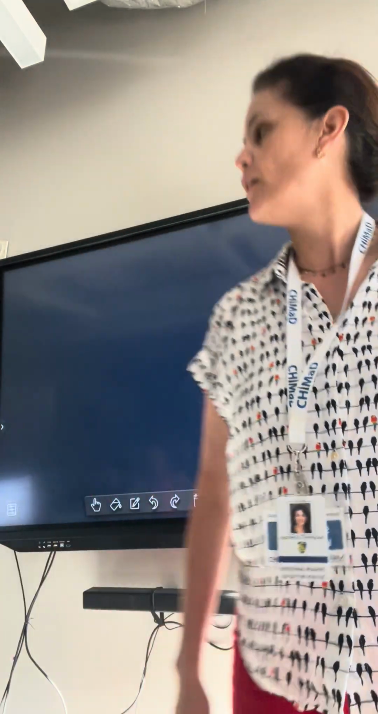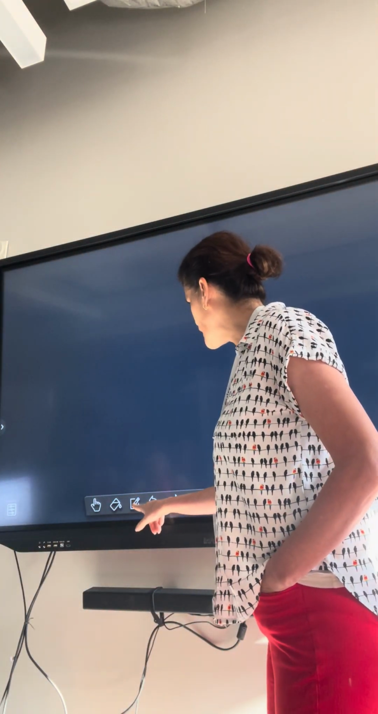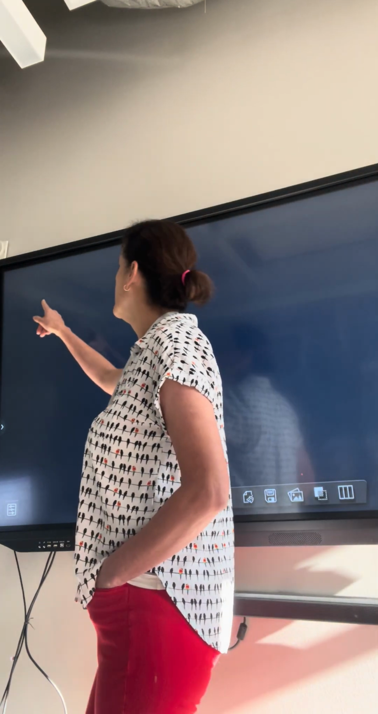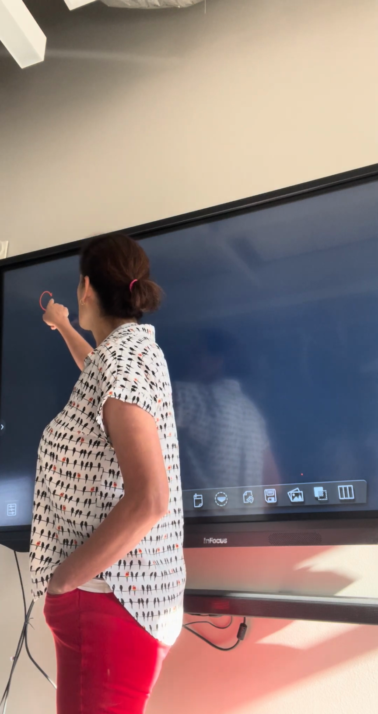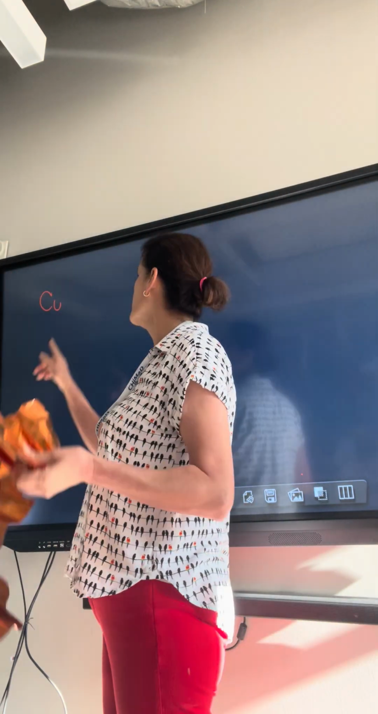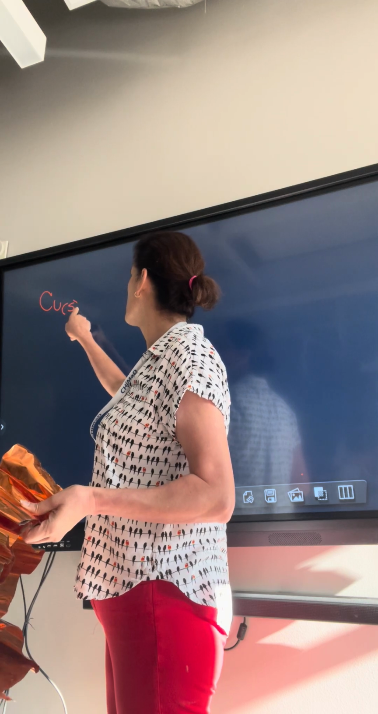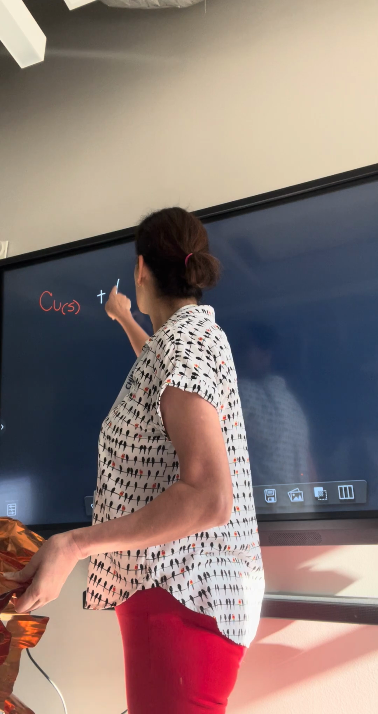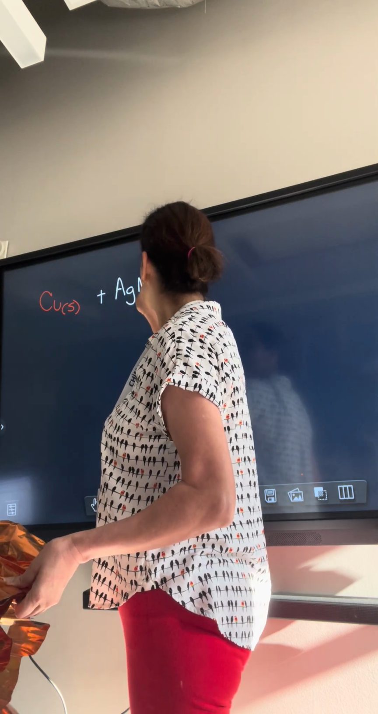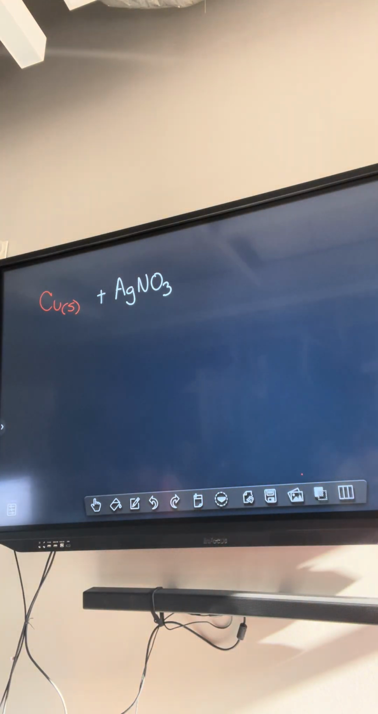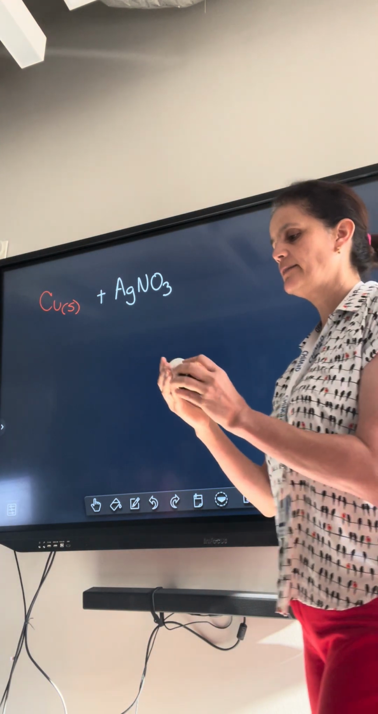Okay, so we're gonna go in detail about the single displacement reaction that we're gonna be doing in the lab, and that has copper. Literally this copper, which is a solid, right? And then we're going to add silver nitrate. This is my silver nitrate.